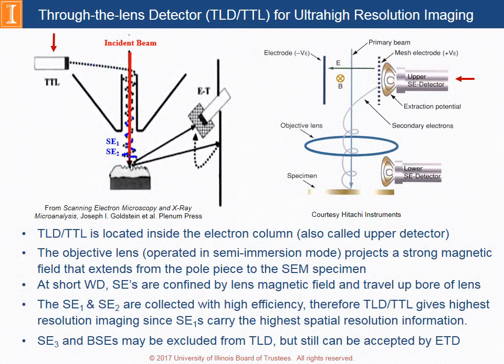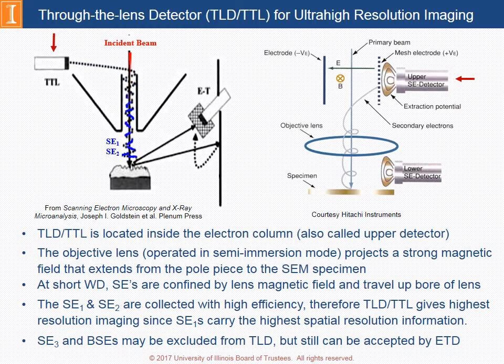With the help of this magnetic field, SE1 and SE2s are collected with high efficiency, since secondary electrons, mainly SE1 and SE2, are trapped by this magnetic field and spiral upward around the lines of magnetic flux to the detector above the lens. Since SE1s are generated by direct interaction with the incident electron beam, they carry highest spatial resolution information.